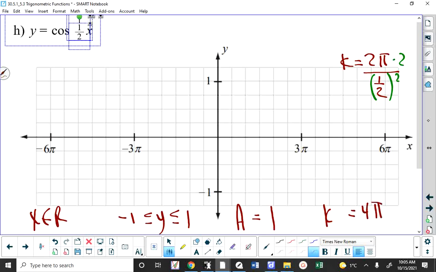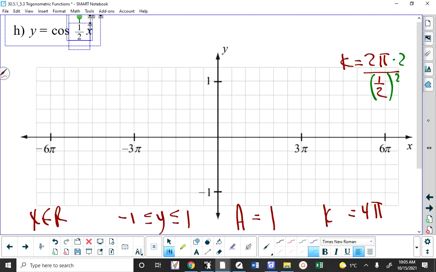Which really makes sense, doesn't it? I hope. B is a half, which means it stretches it horizontally by a factor of 2. So your period goes from 2 pi to 4 pi. I'm not even going to graph it. Any questions with those 8 parts of example 1?